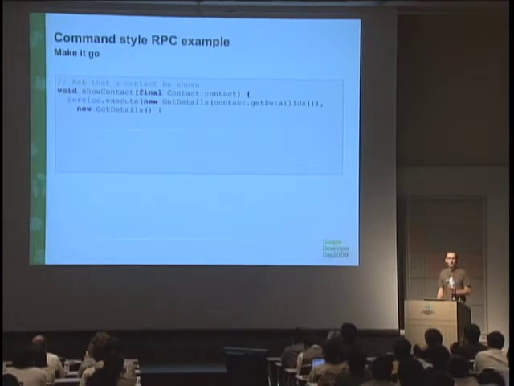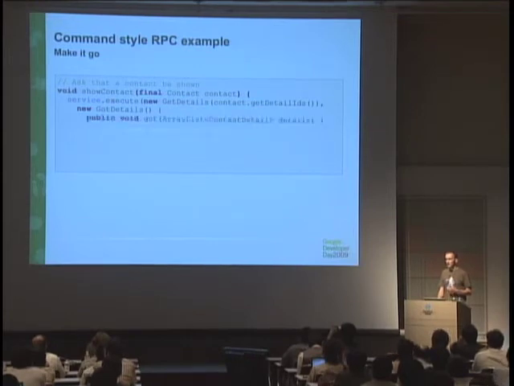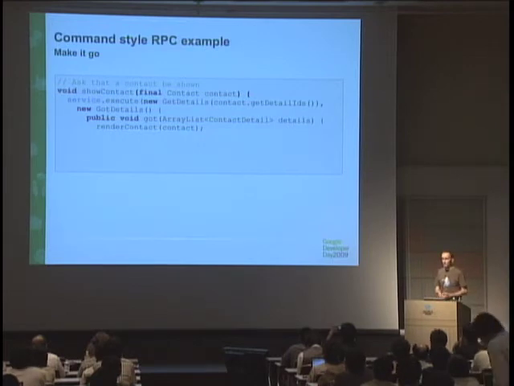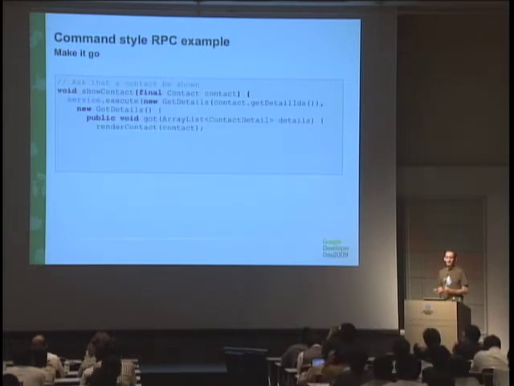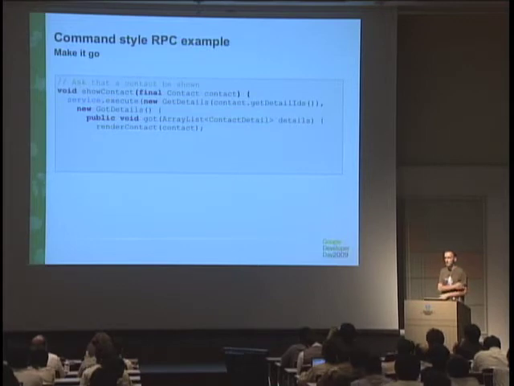When we want to show a contact in the display, we call this show method. And what we'll do is we call the service, the RPC service, and we call that execute method. And we pass in two parameters. The first one is a get details. That's an action. And we give it a list of IDs that we want to retrieve, contact.get detail IDs.